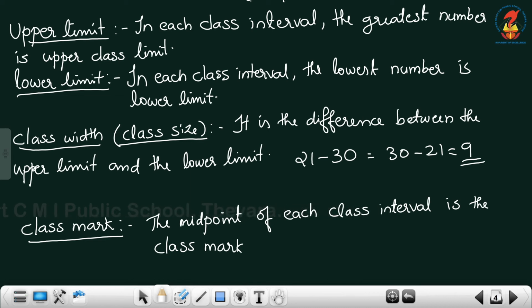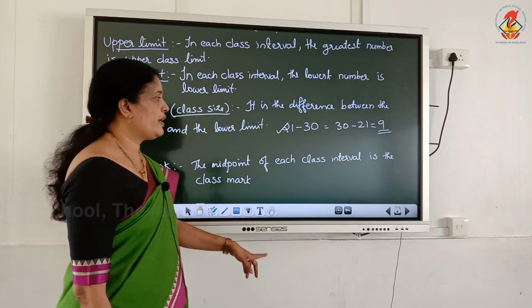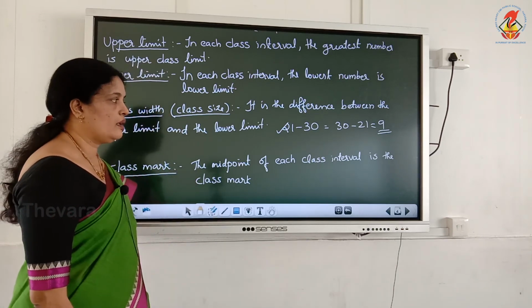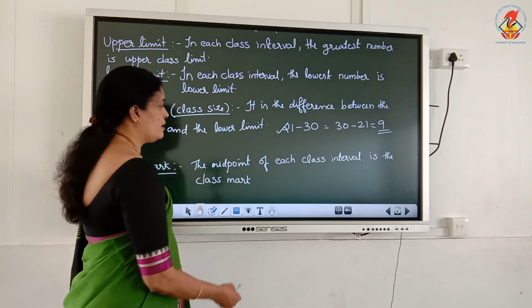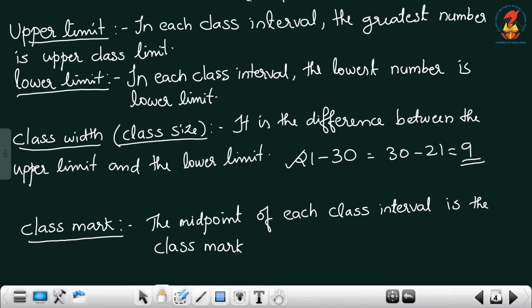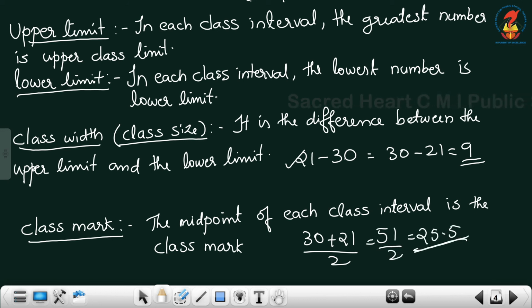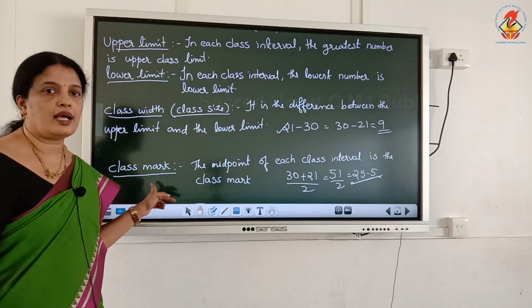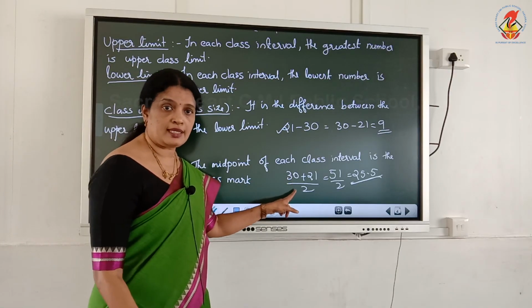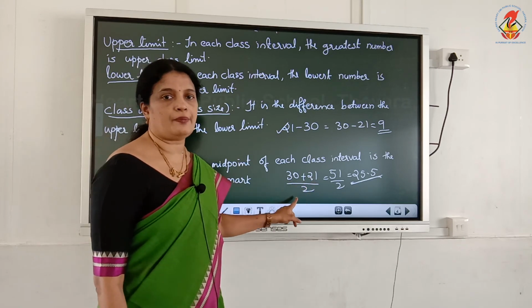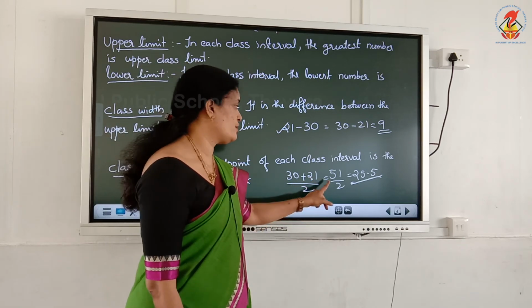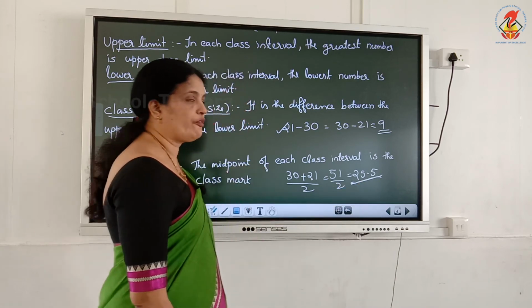The next is class mark. The midpoint of each class interval is the class mark. How can you calculate the class mark? Upper class limit plus lower class limit divided by 2. What is the upper class limit? 30. 30 plus 21 divided by 2 equal to 51 by 2 equal to 25.5. What is the formula to find the class mark? Upper limit plus lower limit divided by 2. 30 plus 21 divided by 2 equal to 51 by 2 equal to 25.5.